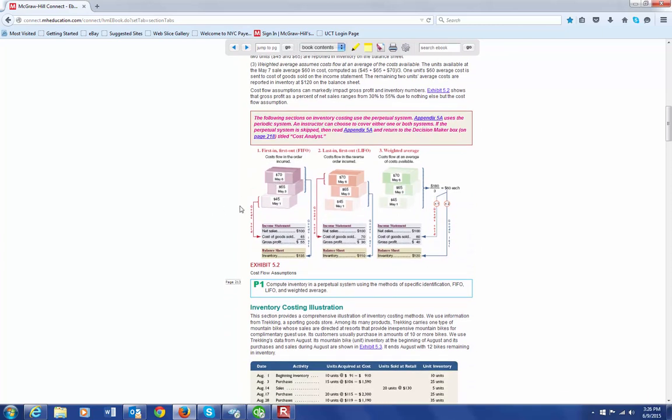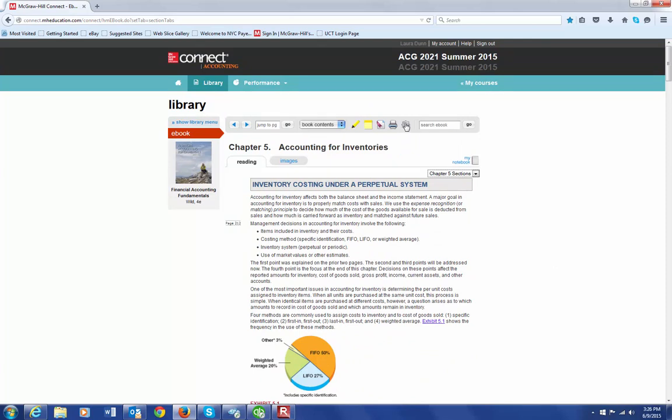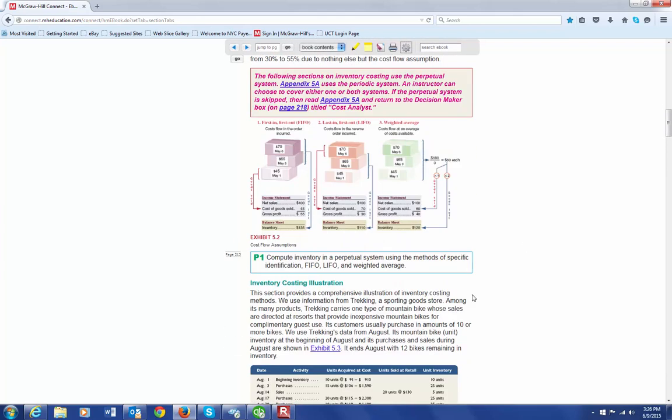So here they're showing you the examples of FIFO, LIFO, and weighted average. Now, once you've determined the cost of what you sold, you also have to then determine the cost of what you have left in inventory. So in this case, we bought 3 items, and because we're using FIFO, the one we sold on May 7th cost us $45.